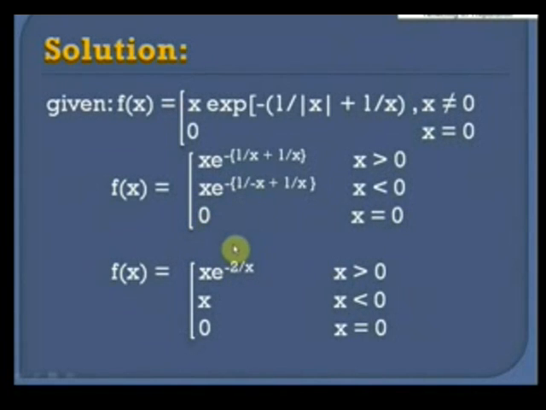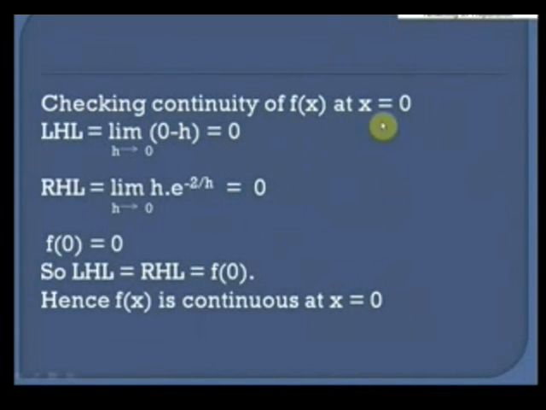So it further reduces to f(x) equal to x into e to the power of minus 2 by x when x is greater than 0, is equal to x when x is less than 0, and is equal to 0 when x is equal to 0. Now we'll check the continuity of f(x) at x equal to 0. That is the first part.